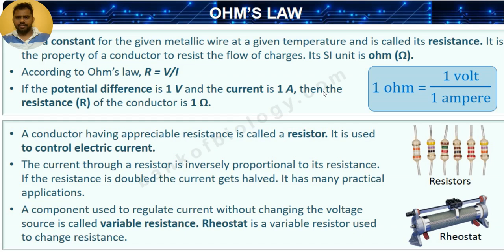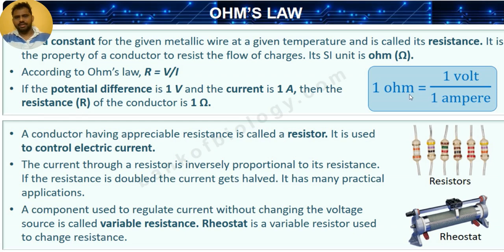A conductor having appreciable resistance is called a resistor. This is how a resistor looks like. It is used to control electric current. The current through a resistor is inversely proportional to its resistance, and if the resistance is doubled, the current gets halved. It has many practical applications. See, resistance and current are always inversely proportional. If the resistance is high, the current flow will be less.